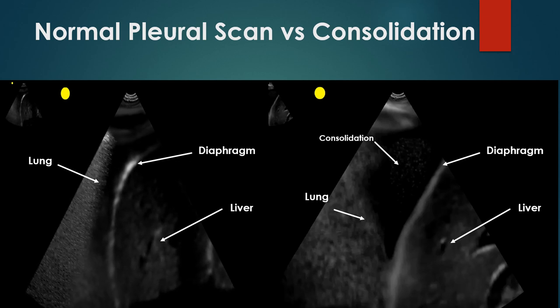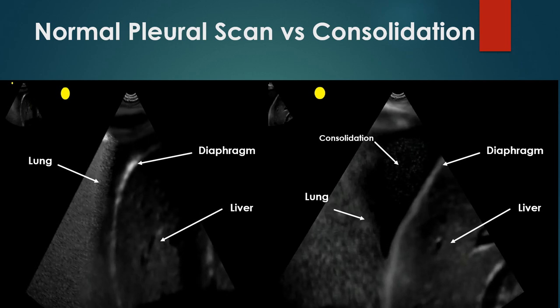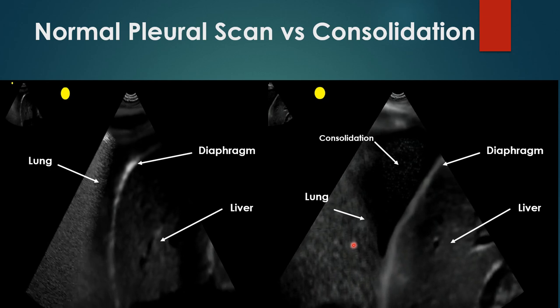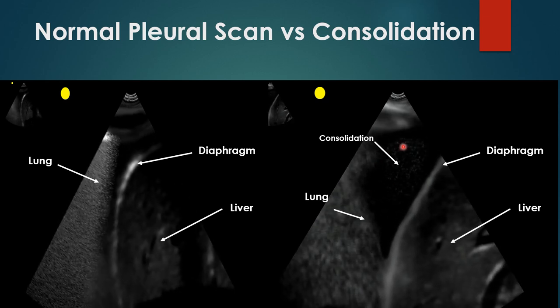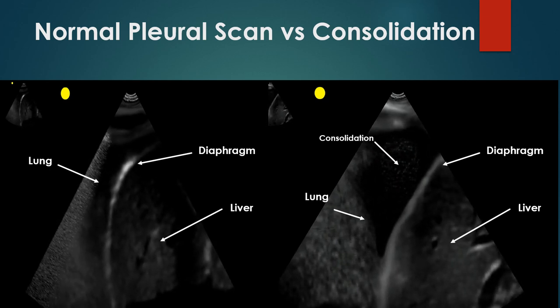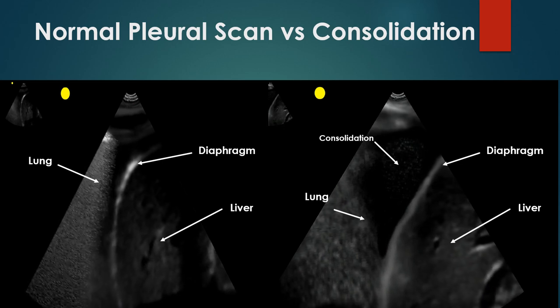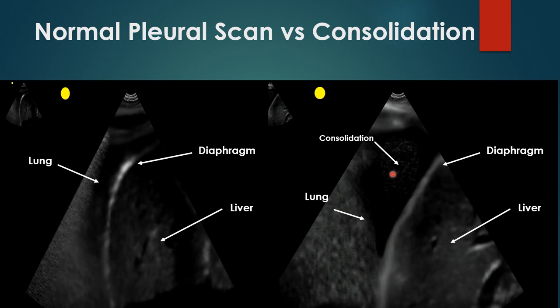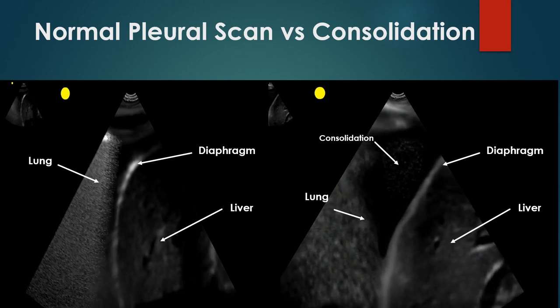And this is a normal pleural scan versus consolidation. You can see this is the same pleural scan with the diaphragm, the liver, versus the lung over here, but you also get some consolidation. You can kind of see some swirling here, some mixing. Consolidation versus effusion, it's kind of hard to tell the difference. This is almost like an effusion that's kind of gotten rank and nasty.